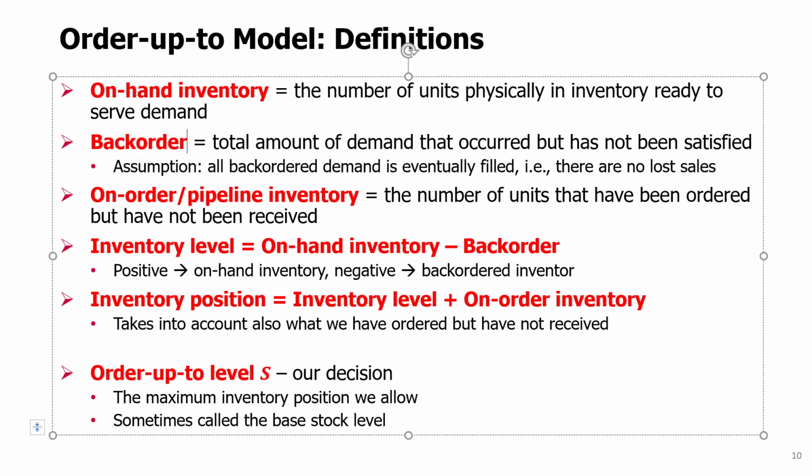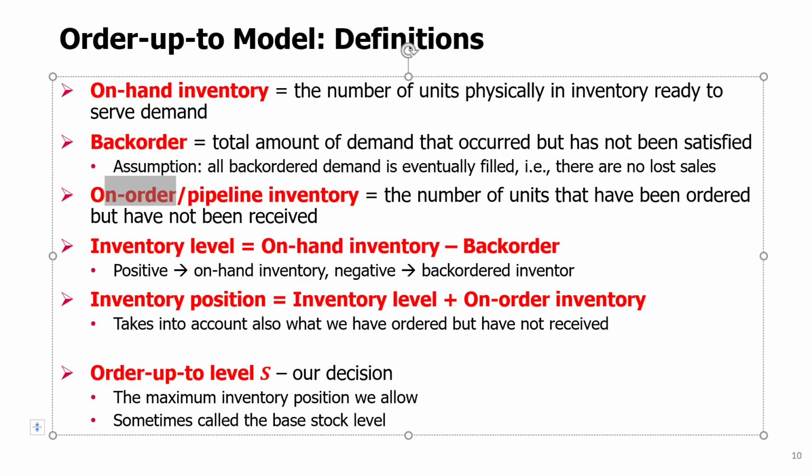Back order is the second quantity. Back order is the total amount of demand that occurred but has not yet been satisfied. So the assumption we will make is that all demand will be satisfied. There won't be any lost demand. However, some of it may be satisfied not immediately with a delay because we experience a stockout. So back order, right, will happen only when on-hand inventory is 0 and additional demand occurs. In that case, let's say if there is no inventory and I still have demand for 3 units, I will say my back order is now 3 units.